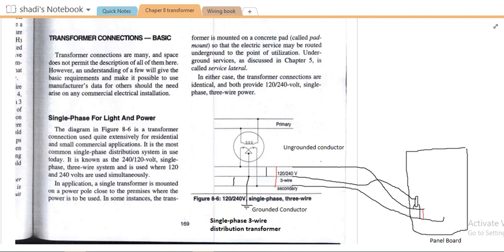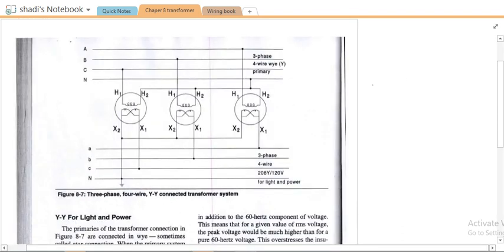And this is for the single phase system. In some facilities, if we have a mall or a big facility, then we will have the three phase transformer. For the three phase transformer, basically we have two connections: one is the Y connection and the other is the delta connection. Now let's start with the Y connection.